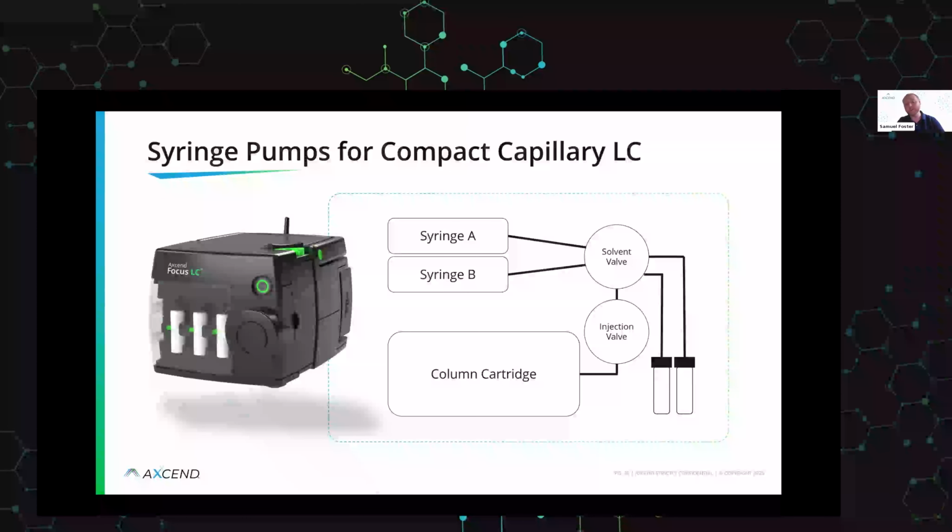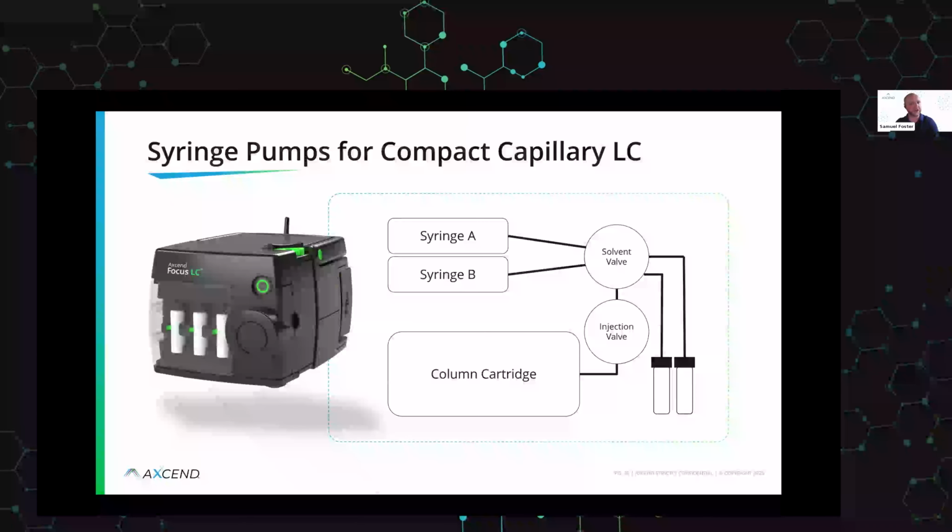So what do we here at Axcend do? We use a dual syringe based system, one for mobile phase A and one for mobile phase B. This allows us to produce gradient generation exactly like what you're used to on a traditional analytical scale system.